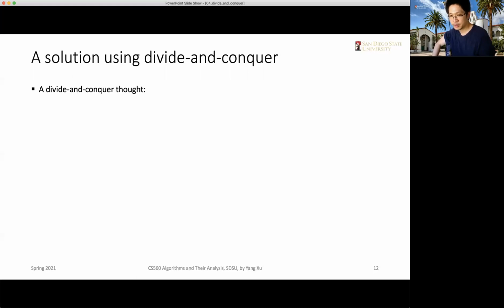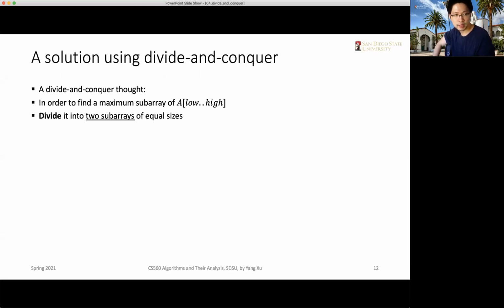So the thought is like this. In order to find a maximum subarray from index low to index high, we can divide it into two subarrays of equal size. For example, we can find the midpoint. Let me use a new index called mid, and mid plus 1. Here, mid is the midpoint.